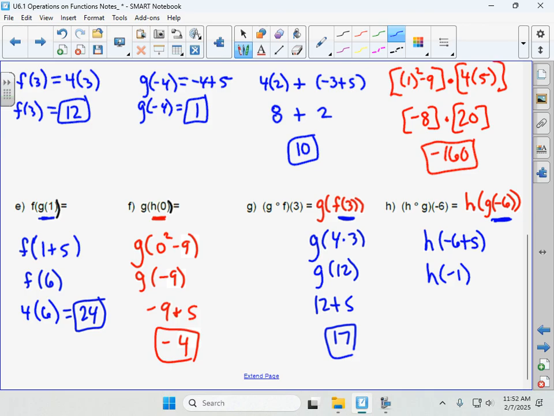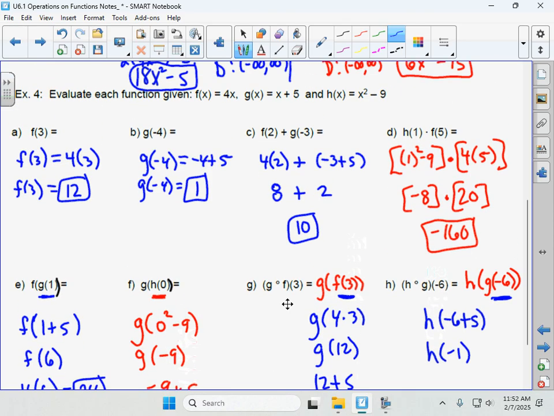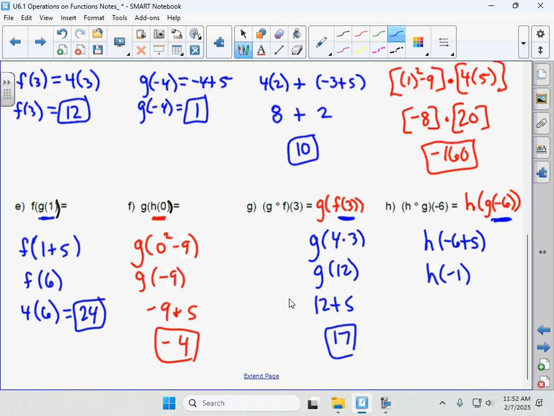Now we'll put negative 1 in for x in the h function. So that's negative 1 squared minus 9. So that's 1 minus 9, which is negative 8. All right, and that should be it.